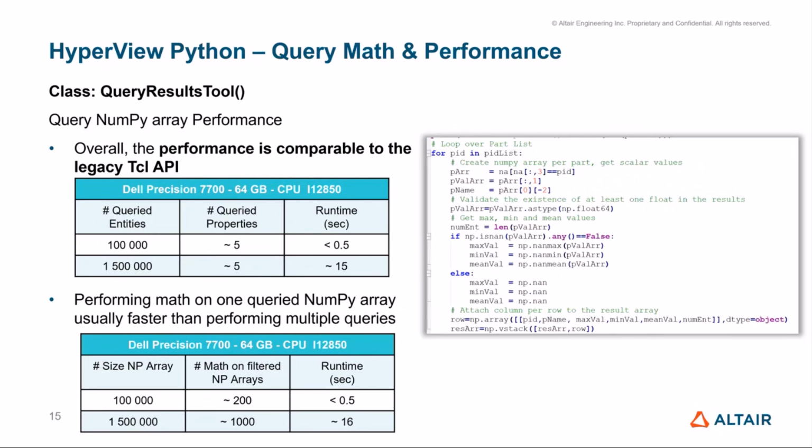Here, some numbers. I query everything according to my data source query into the NumPy array. Then, for example with 100,000 elements and 200 parts, I can create 200 sub-NumPy arrays, one for each part, and do some math operations on some columns. It runs nearly in real time. If I go up to 1.5 million and use around 1,000 parts, then it runs similar to the query, like 16 seconds. Let's show this live.